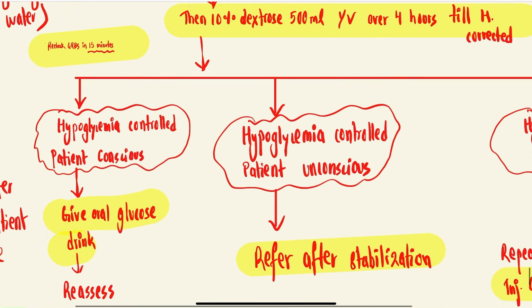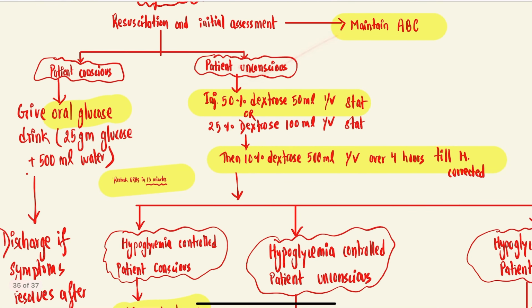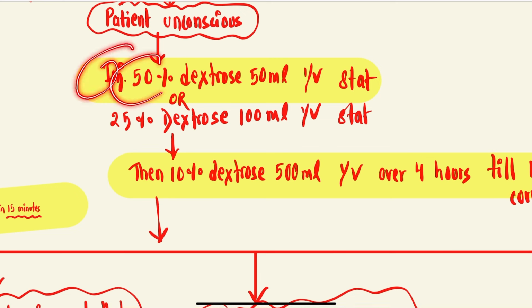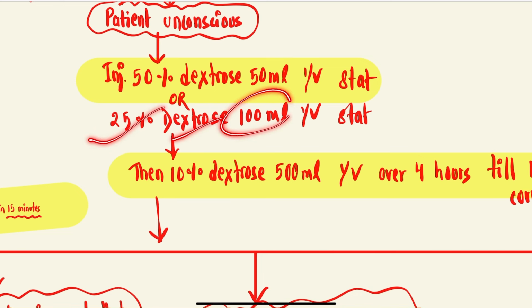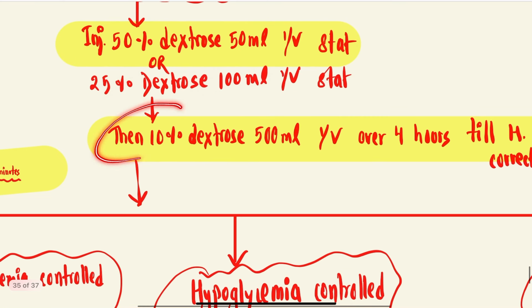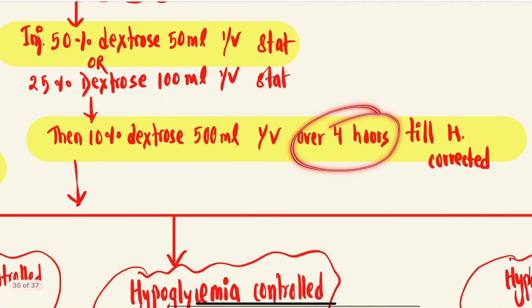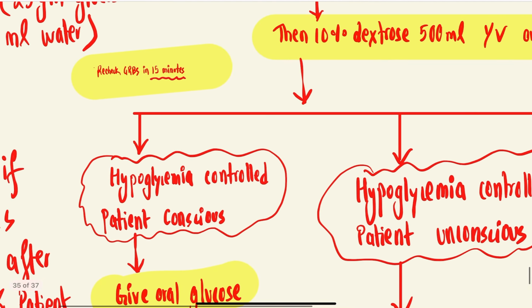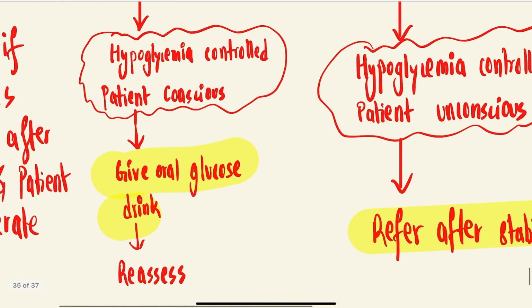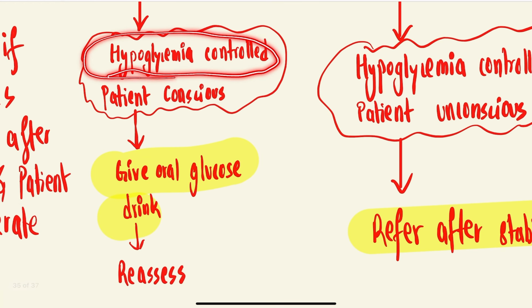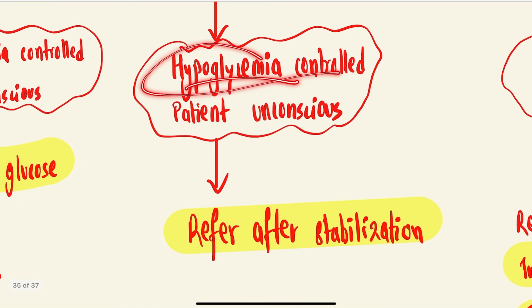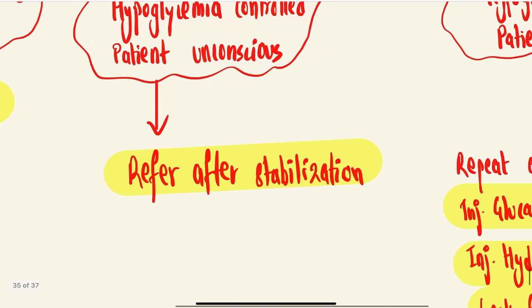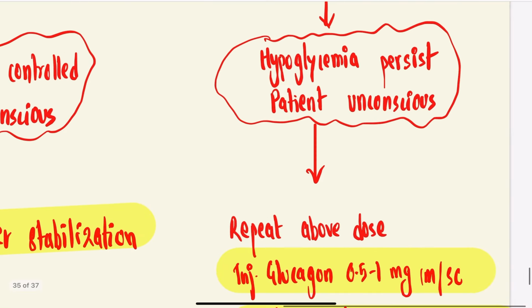But if the patient is unconscious, then we should go for injection 50% dextrose 50 ml IV stat or 25% dextrose 100 ml IV stat. Then we can give 10% dextrose 500 ml over 4 hours till hypoglycemia is corrected. We should measure every 15 minutes. If the hypoglycemia is controlled and the patient is conscious, we can give oral glucose and reassess. If the hypoglycemia is controlled and the patient is unconscious, then we should refer after the patient is stable.